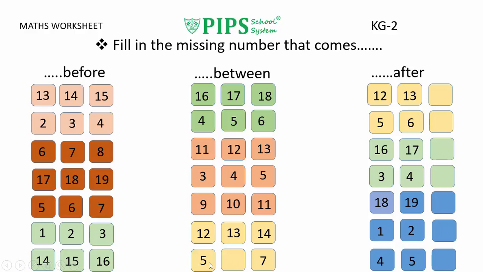Let us find the number which comes between 5 and 7. Start counting from 1. 1, 2, 3, 4, 5, 6. 6 comes between 5 and 7. So we will write the number 6 in the empty box like this. Students, read with me. 5, 6, 7. KG2 students, let us find the number after.